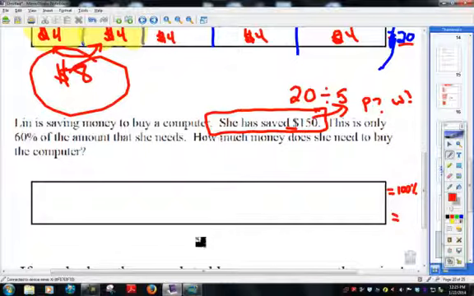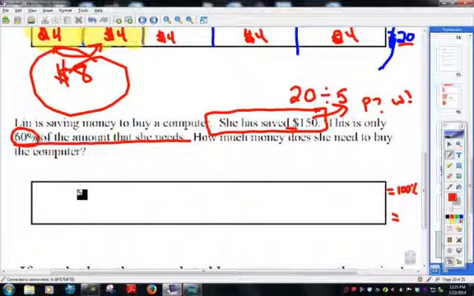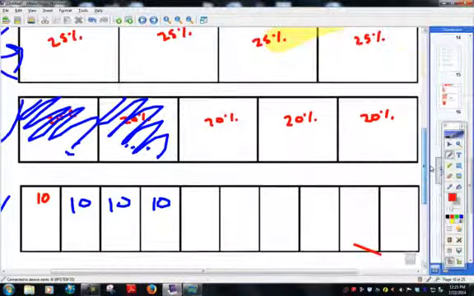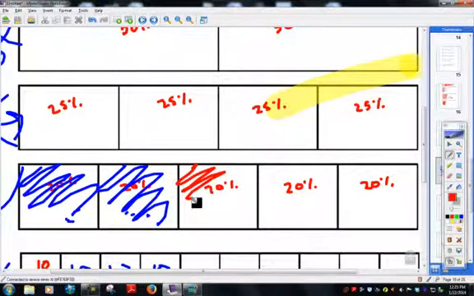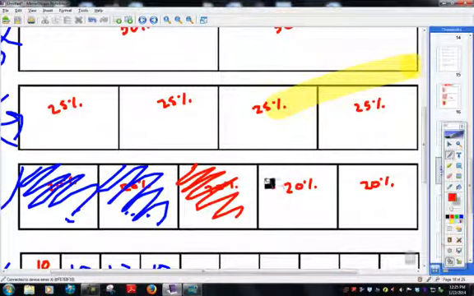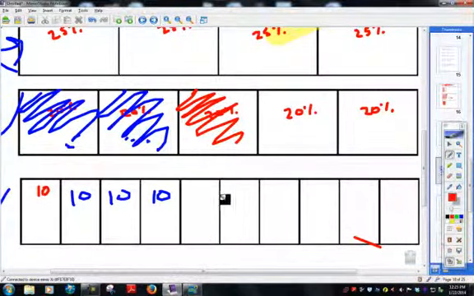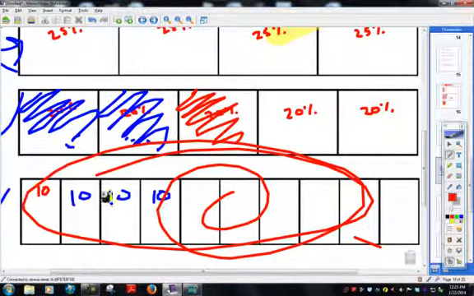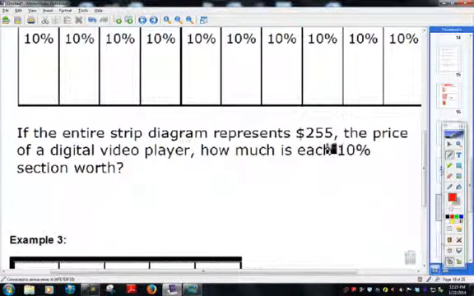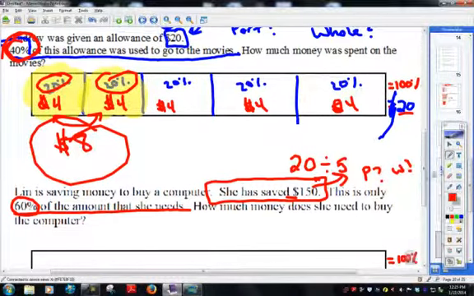It says she saved $150. It says this is only 60% of the amount that she needs. How much money does she need to buy the computer? So first thing here, actually like the second or third thing, I see that 60%. And then I go back to this and I say, okay, which one would show me where 60% is? I look at that one and I say, oh, 20, 20, 20 makes 60. You could also use this one down here. 6 sections of 10 would make 60. But let's just go ahead and split it into 20s.